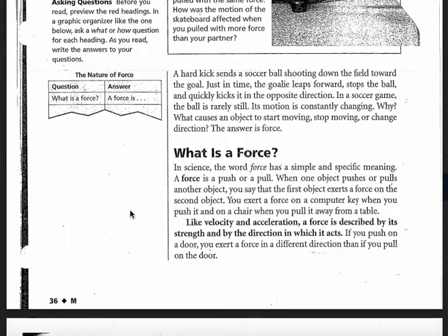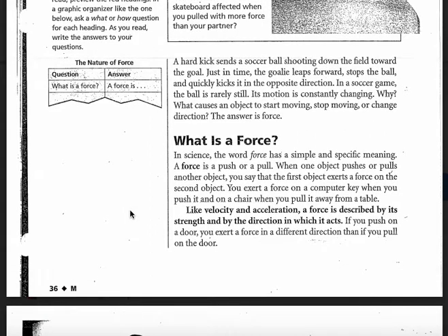Let's start. A hard kick sends a soccer ball shooting down the field toward the goal. Just in time, the goalie leaps forward, stops the ball, and quickly kicks it in the opposite direction. In a soccer game, the ball is rarely still. Its motion is constantly changing. Why? What causes an object to start moving, stop moving, or change direction? The answer is force. What is a force?